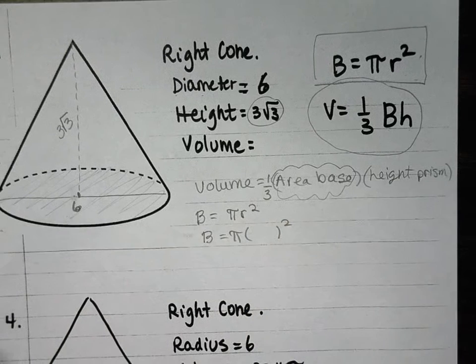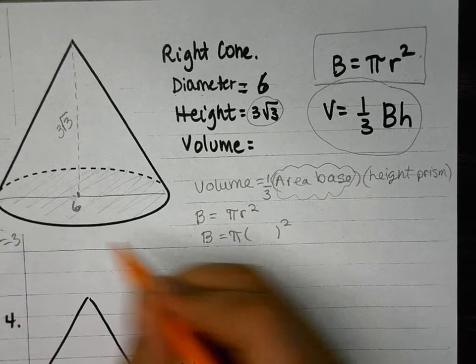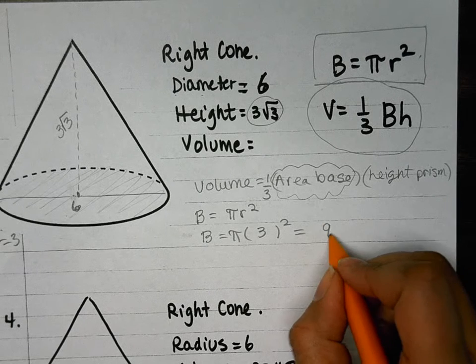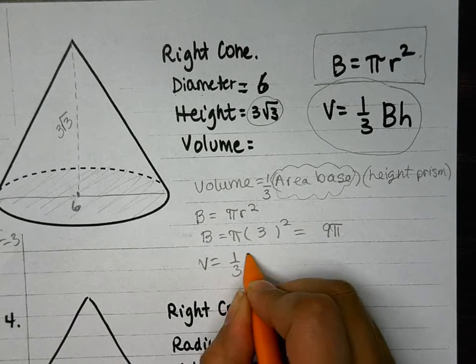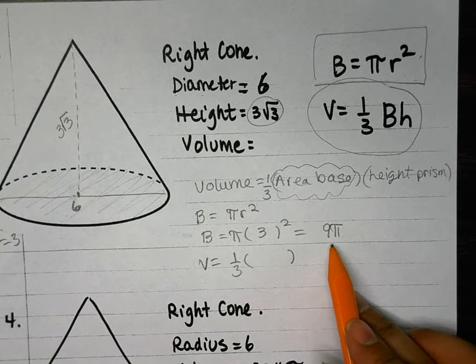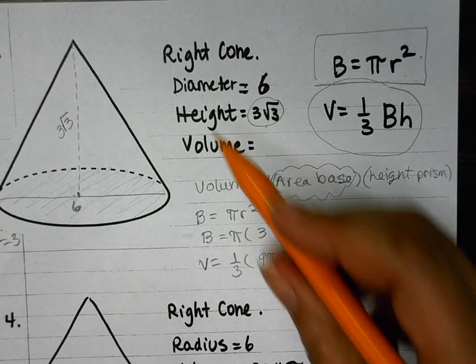Big B is pi blank squared. Is my radius 6? No. What is 6? The diameter. So what is the radius? 3. So what's the area of the base? 9 pi. All right, I'm ready for volume. 1/3 area of the base, which we just found to be what? Times the height, and what's the height of the prism?